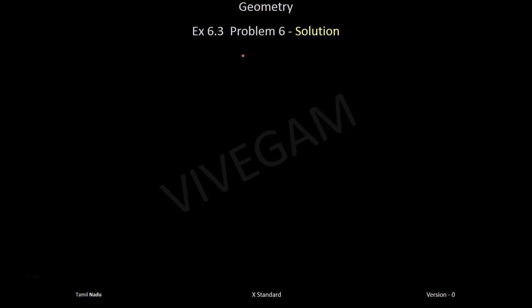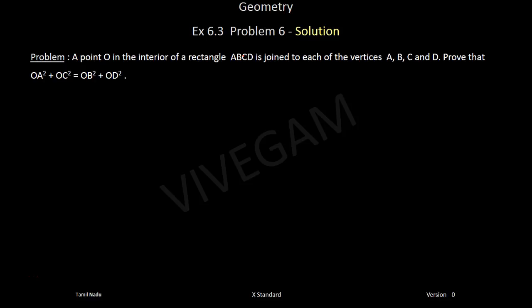Exercise 6.3, problem 6 solution. A point O is interior of a rectangle ABCD, is joined to each of the vertices A, B, C, D. Prove that OA square plus OC square equal to OB square plus OD square. So what do they say?